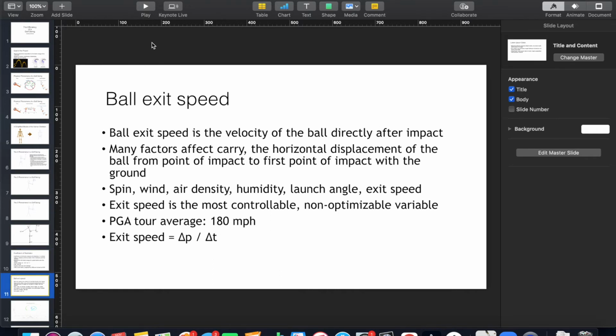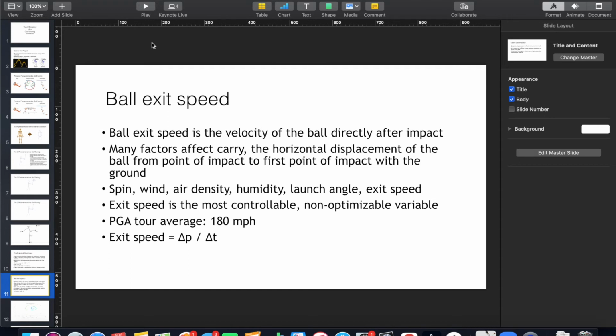Next, we are going to look at ball exit speed, because ball exit speed is responsible for, among other things, carry, or the distance off the tee. Carry is characterized by the horizontal displacement of the ball from point of impact to the first point of impact with the ground. And ball exit speed is going to be given by the velocity of the ball directly after impact. So many factors affect carry, such as spin, wind, air density, humidity, launch angle, exit speed.